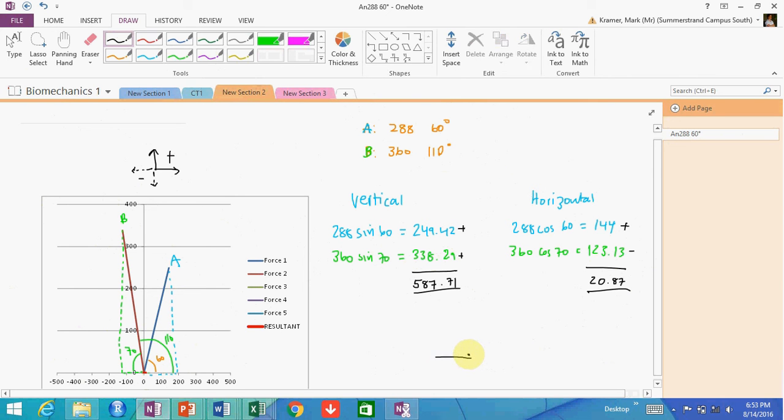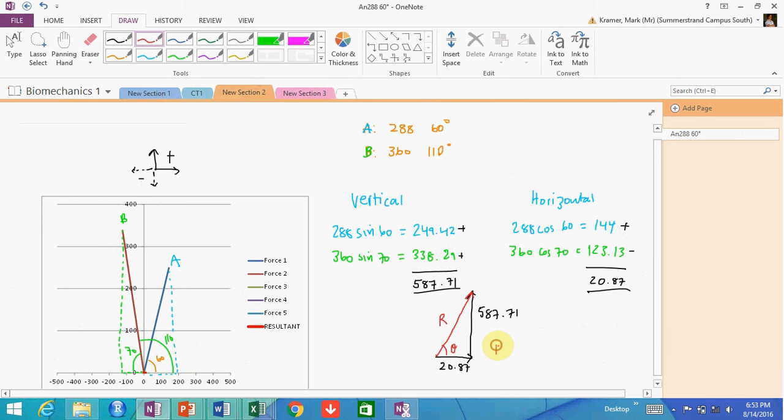So the resultant triangle would look something like this. It's acting to the right because it's positive 20.87 and upwards with a magnitude of 587.71, which means that my resultant should be acting something like this at some angle, right? This would be my resultant. So how do I find the resultant given two sides?